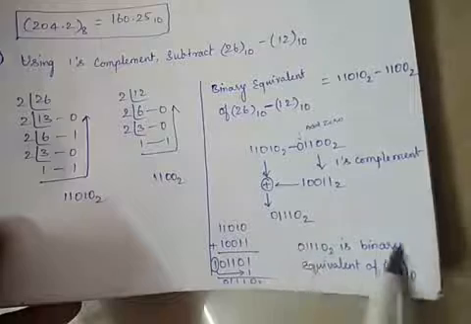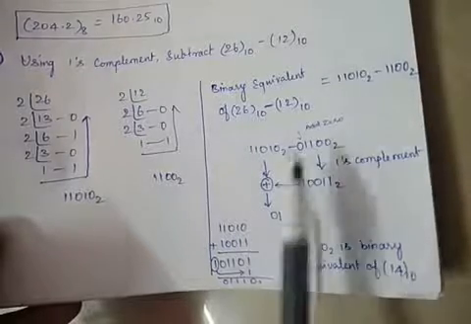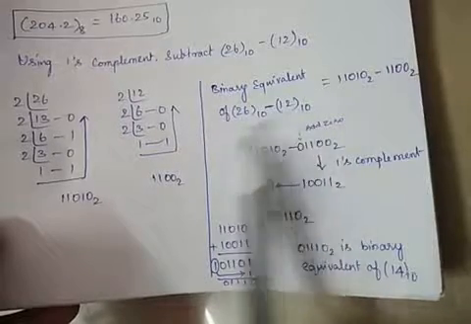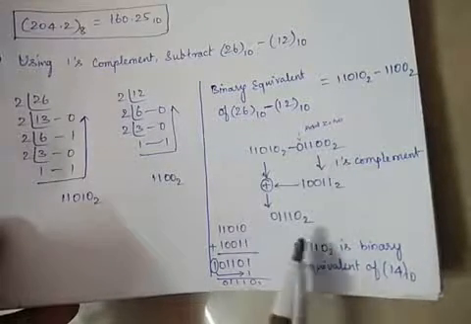So 01110 is the binary equivalent of 14. So just compare, 26 minus 12 means 14. Answer is 14, right? So our answer is correct.